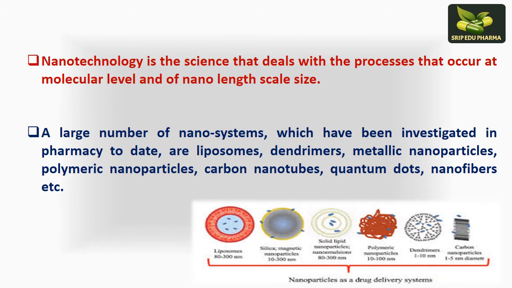Students, as we all know, nanotechnology is the science that deals with the process that occurs at molecular level and of nano-length scale size. A large number of nanosystems which have been investigated in pharmacy to date are liposomes, dendrimers, metallic nanoparticles, polymeric nanoparticles, carbon nanotubes, quantum dots, nanofibers, etc. From the figure displayed over here, you can understand what are the different types of nanoparticles we are using in drug delivery system with their size ranges.